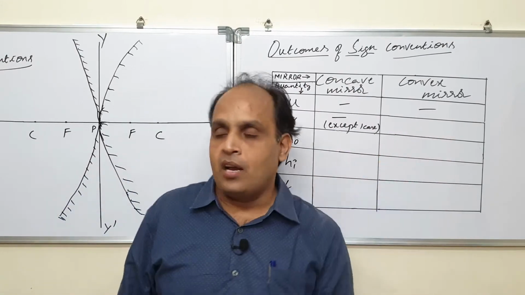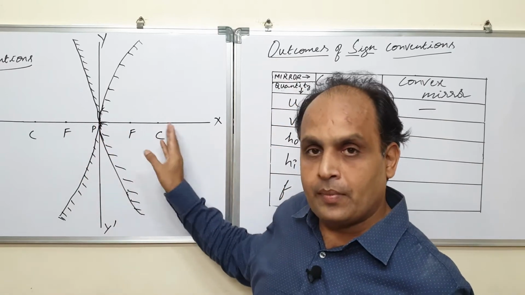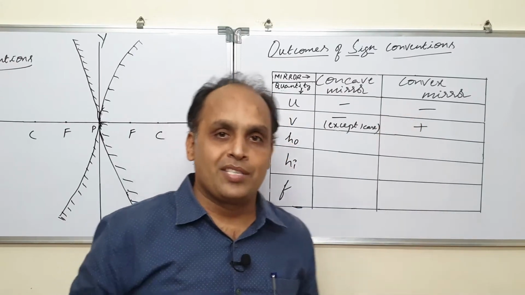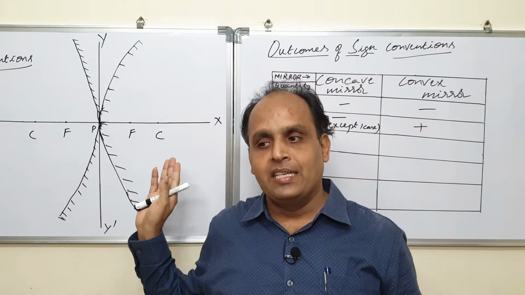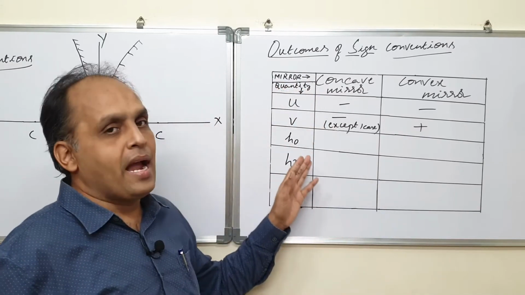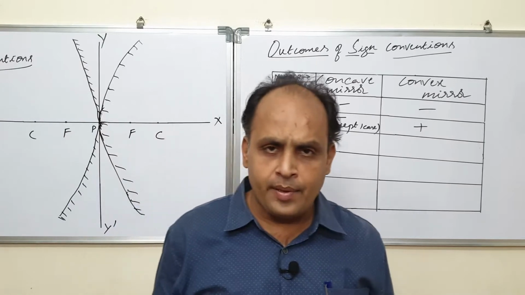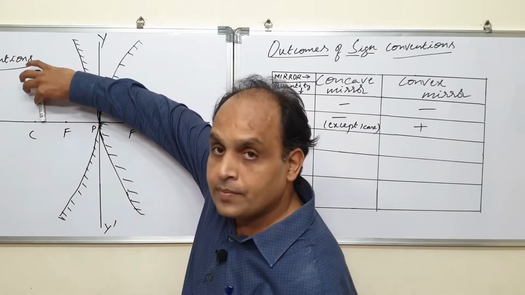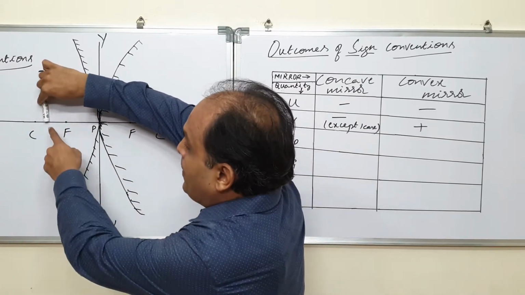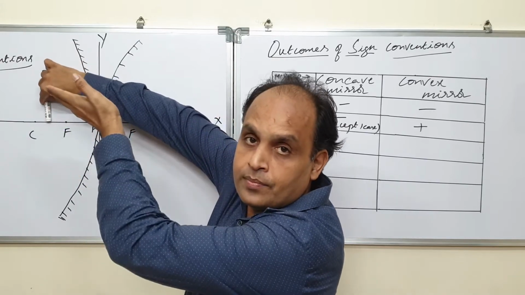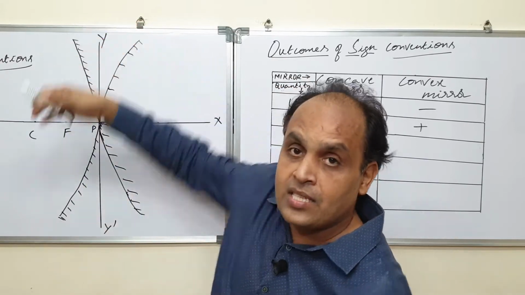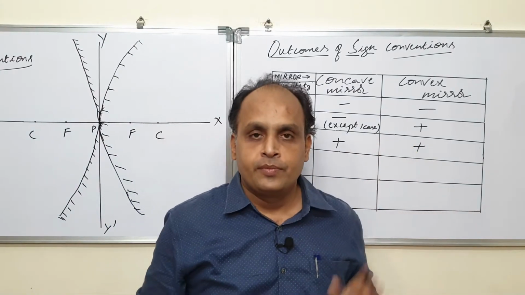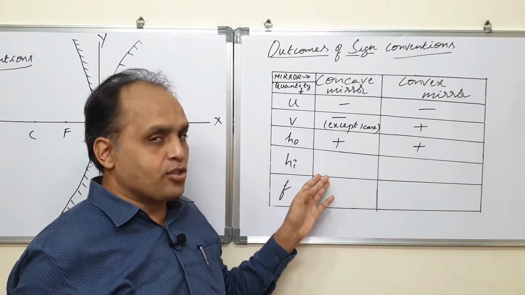Now the convex mirror always forms an image on the right, behind the mirror. So for the convex mirror, the image distance is always positive because the distance from the pole on the right is positive. Now coming to height of object. In the image formation or in the geometric images we have seen, we have always placed the object like this. So it is perpendicular and above the principal axis. Distance above is always taken as positive. So height of object is always positive.